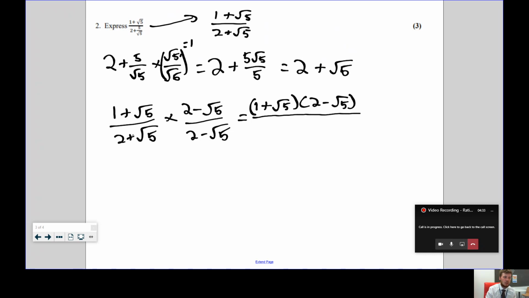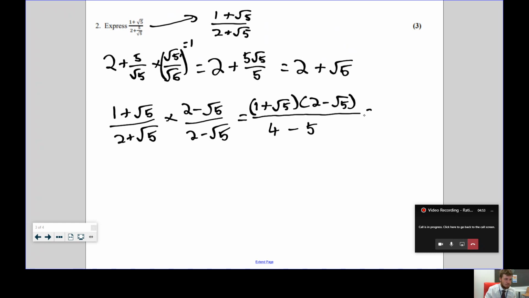Because it's going to be a difference of 2 squares, this negative 2 root 5 and this positive 2 root 5 are going to cancel out. So I'm just going to get 4 and then a negative 5, because 2 times 2 is 4, root 5 times root 5 is 5, and then it's going to be a negative 5.